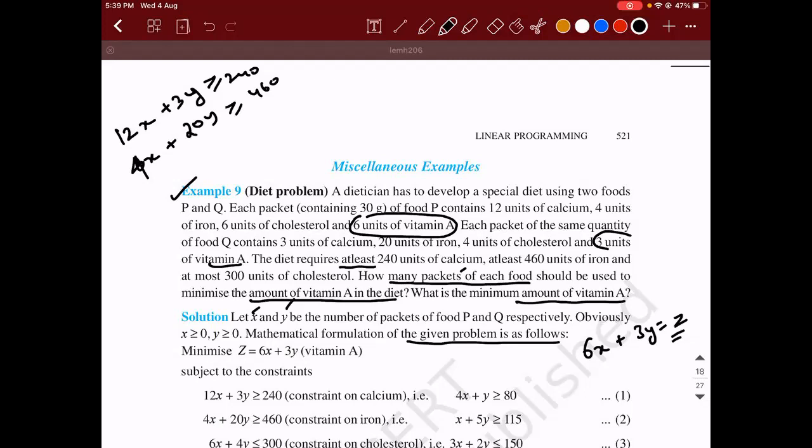Then what about cholesterol? 6x plus 4y should be at least than other, and at most. So less than or equal to 300.